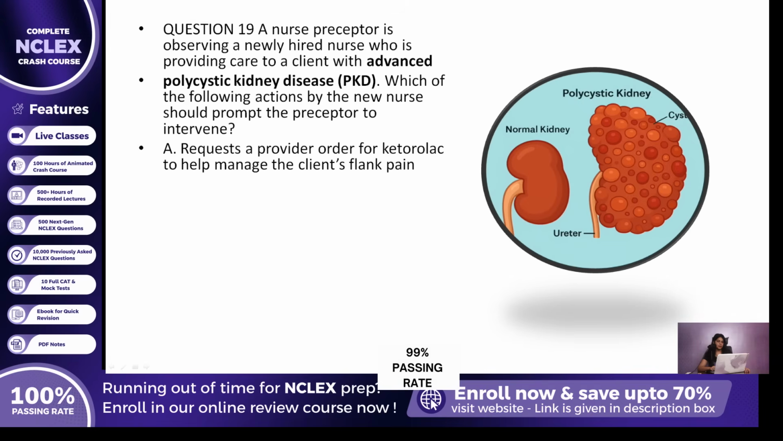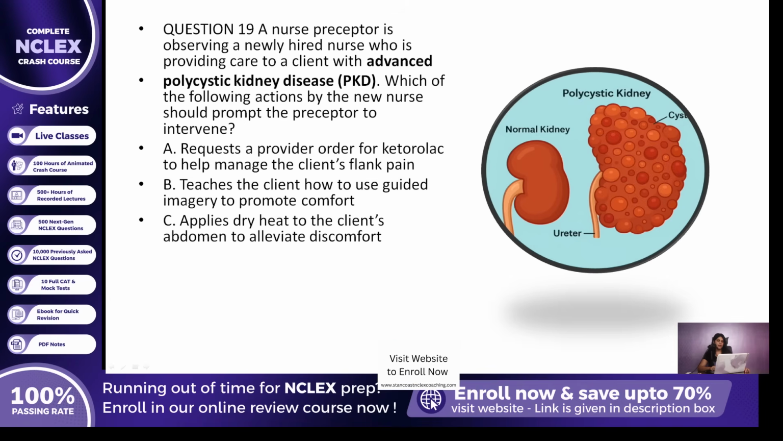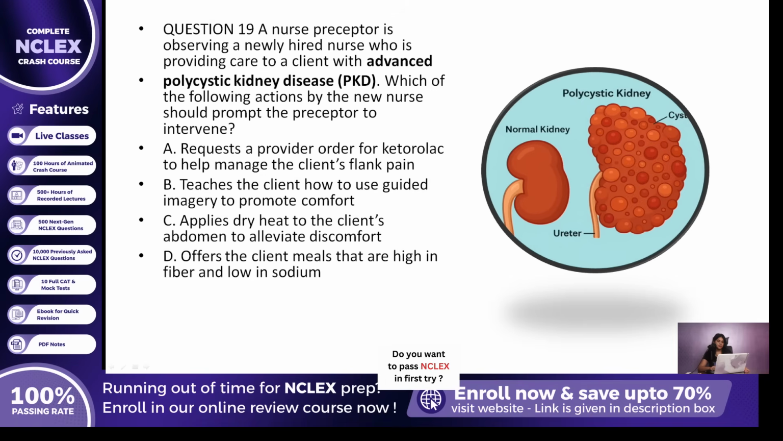Requests a provider order for ketorolac to help manage the client's flank pain. B. Teaches the client how to use guided imagery to promote comfort. C. Applies dry heat to the client's abdomen to alleviate discomfort. D. Offers the client meals that are high in fiber and low in sodium. The correct answer is option A. Requests a provider order for ketorolac to help manage the client's flank pain.